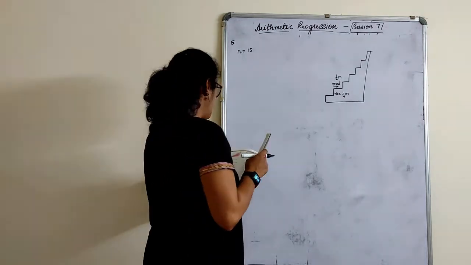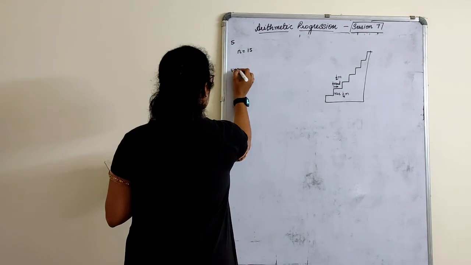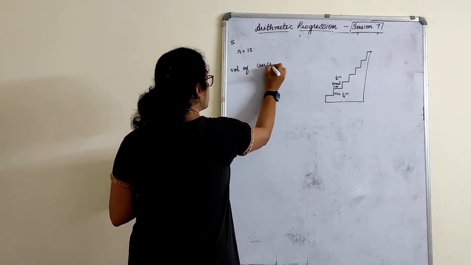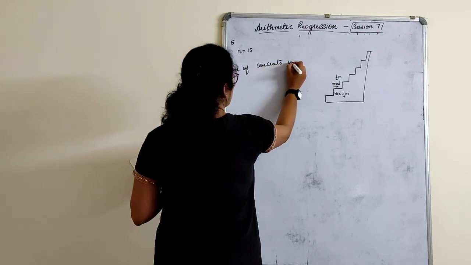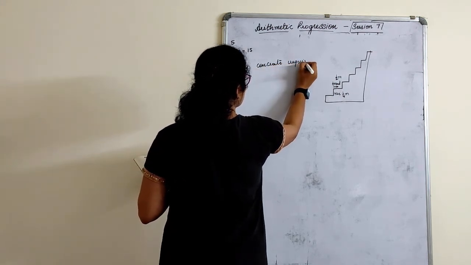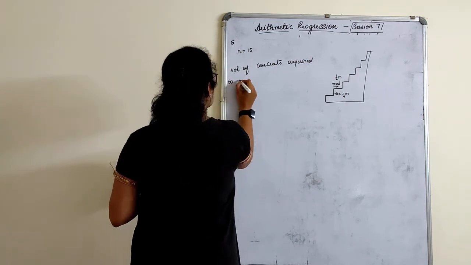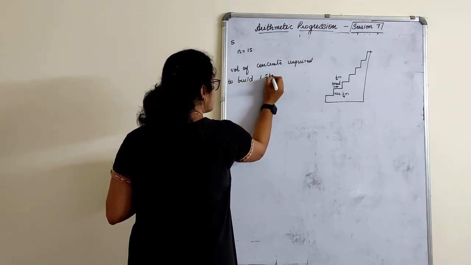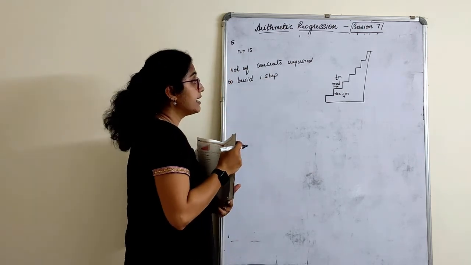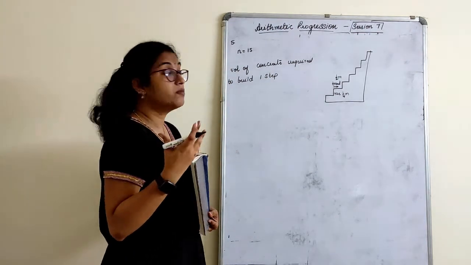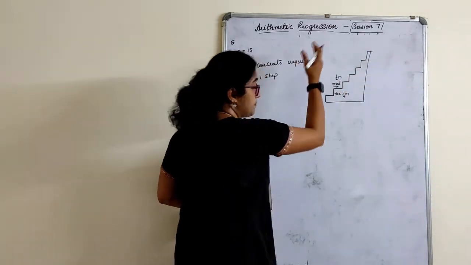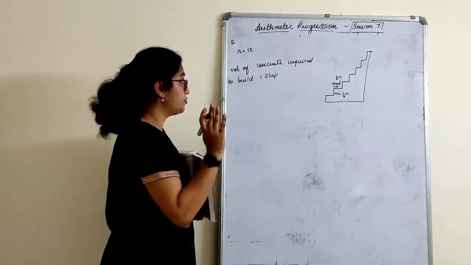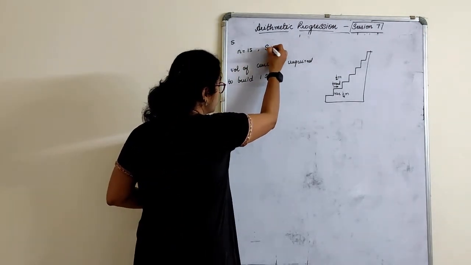Okay. First of all, let us find out the volume of concrete required to build one step. Now they are asking what is the volume required to build 15 steps. They are asking total volume, which is nothing but S15. We have to find that also. We understood.